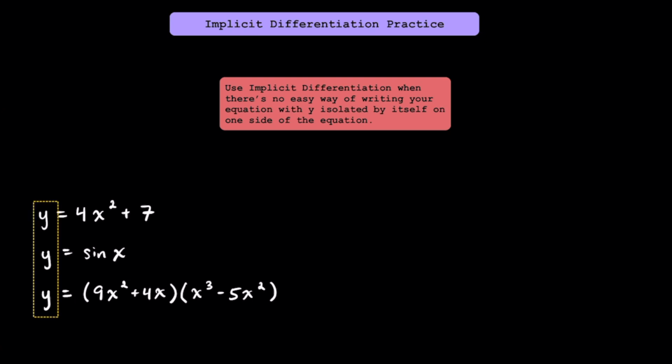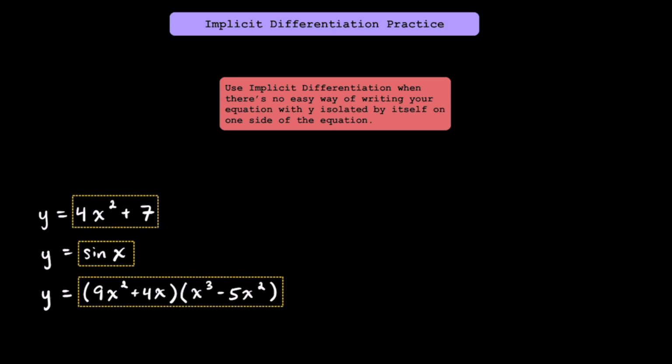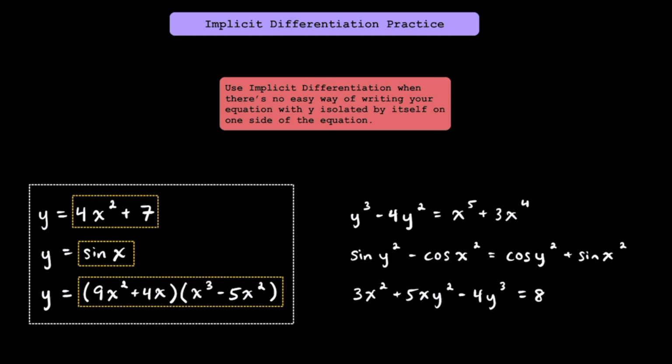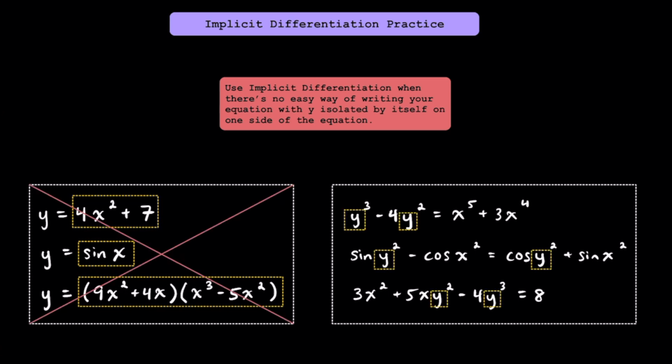Since y is already isolated on one side in all three equations, you can just use all the differentiation rules that you know to differentiate the right sides of these equations. Whether it's the power rule, product rule, quotient rule, or chain rule, you don't need implicit differentiation for these types of equations. However, you're going to need to use implicit differentiation when you have equations that look like this. To differentiate the equations that look like the ones on the right, we're going to need to use implicit differentiation.